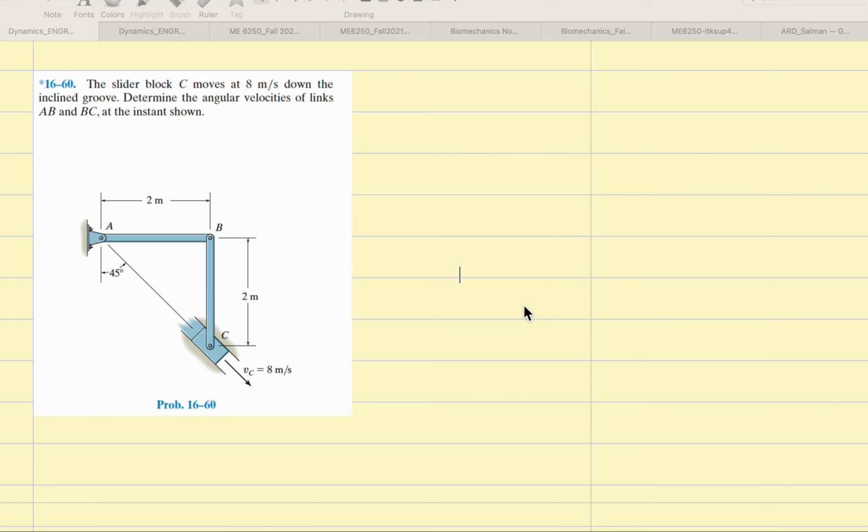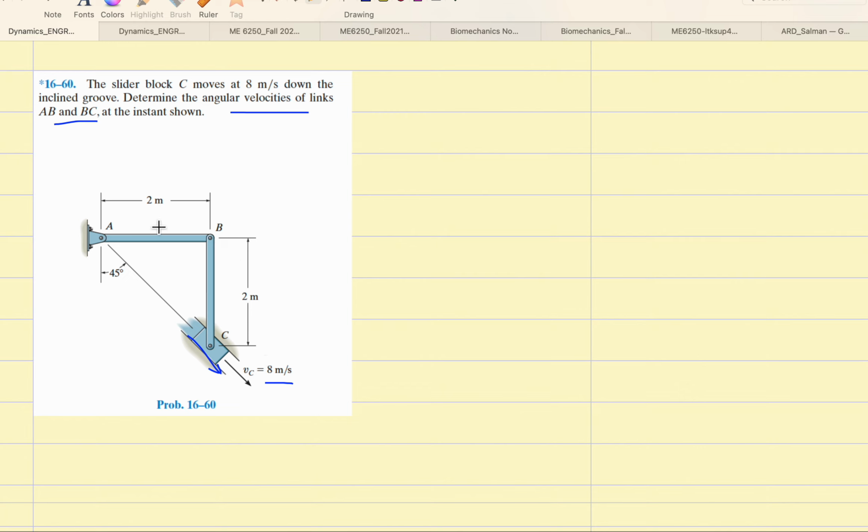Block C moves at 8 meters per second. So this is the velocity of this slider, around 8 meters per second. Okay, now the question is, determine the angular velocities of the link AB and BC.